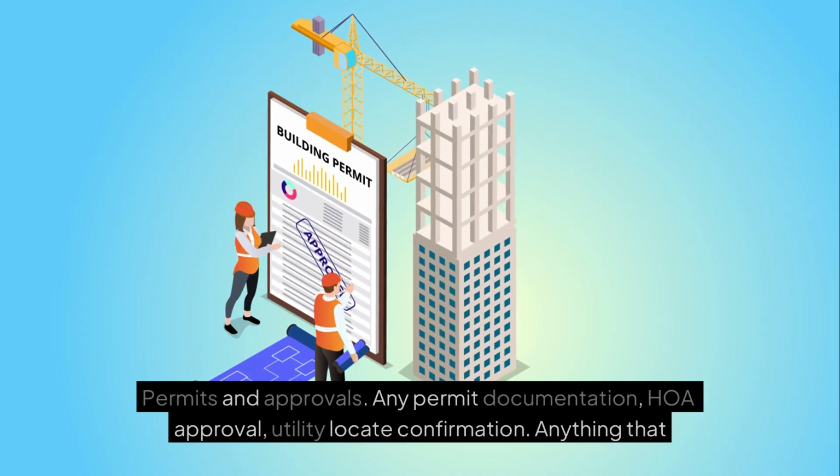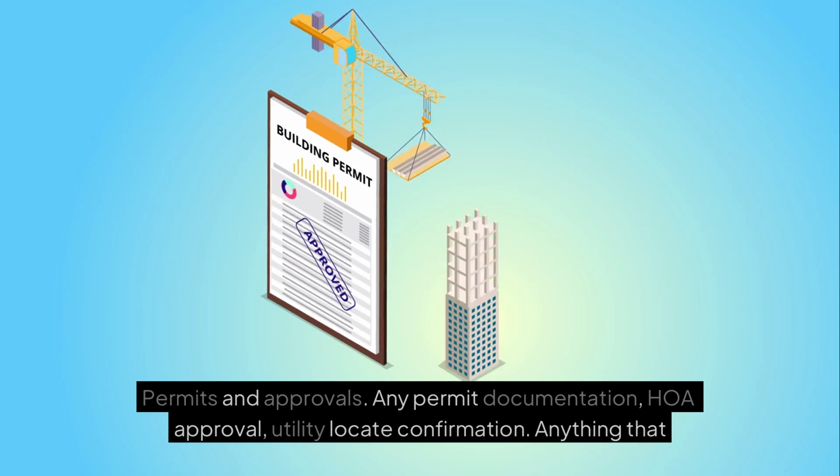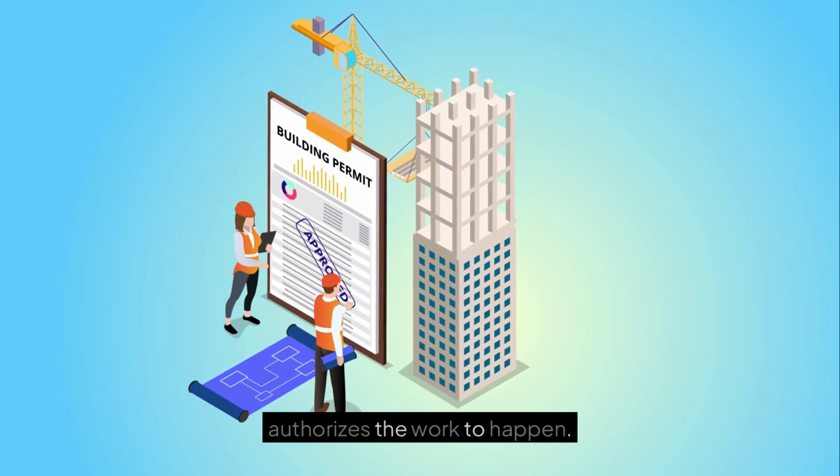Then you'll have permits and approvals folder. Any permit documentation, HOA approval, utility locate confirmation, anything that authorizes the work to happen.